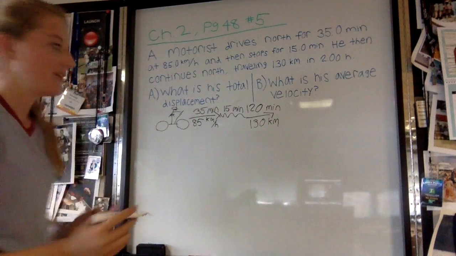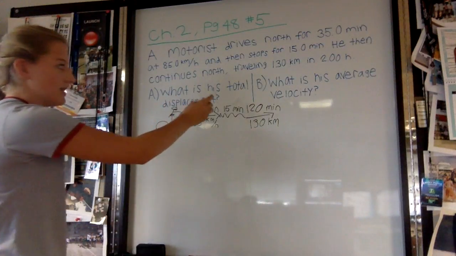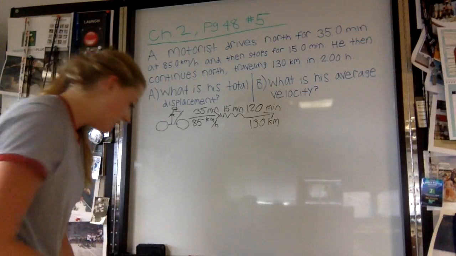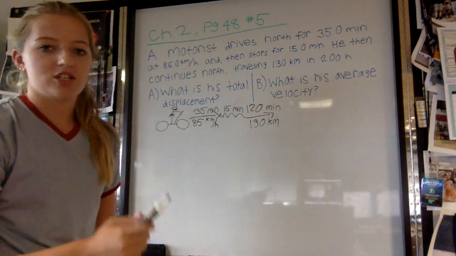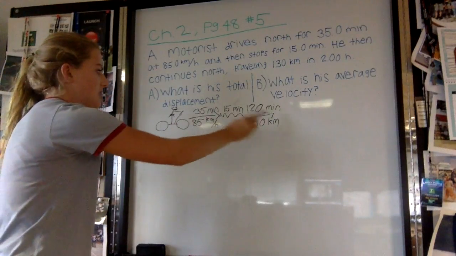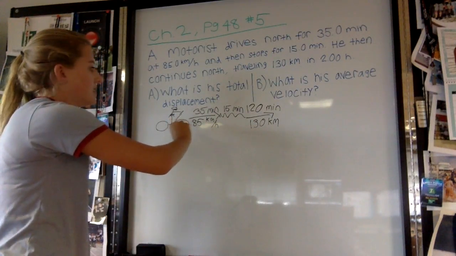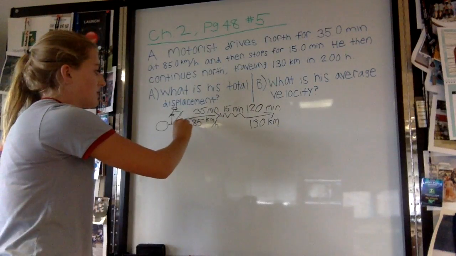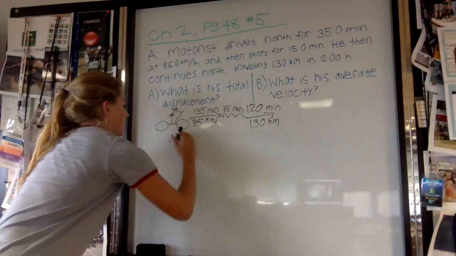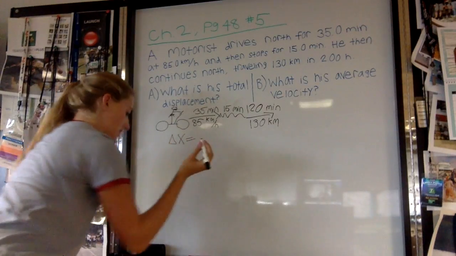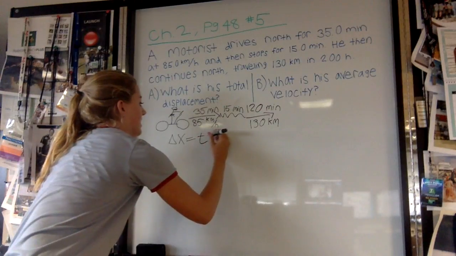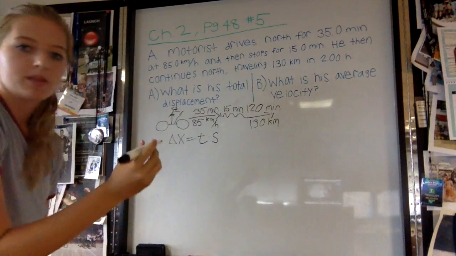So now that we have our diagram, we need to find what is his total displacement. But before we find displacement, we need to understand what displacement is. So displacement is the change in position. So for this problem, it's just from start to finish, the change in position that our motorist makes over his journey. So that's from the start of his journey to the end of his journey. So displacement is basically just the distance formula, which is displacement equals time times the speed.